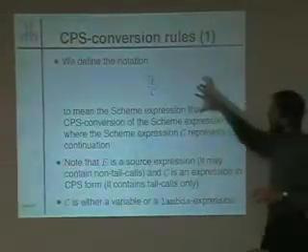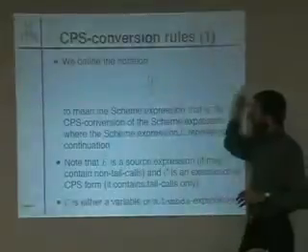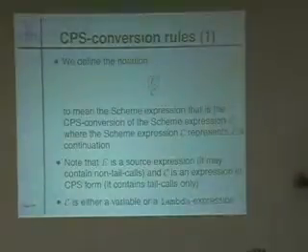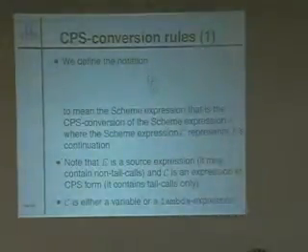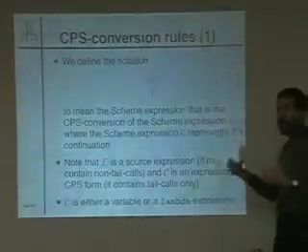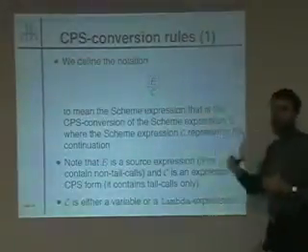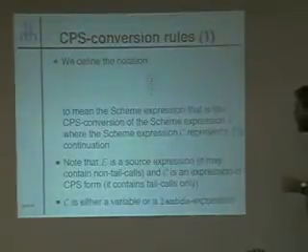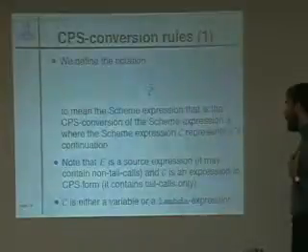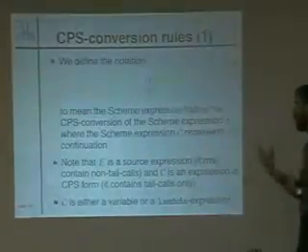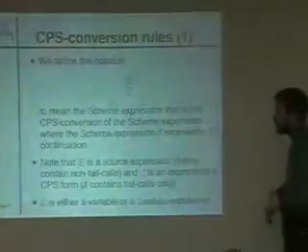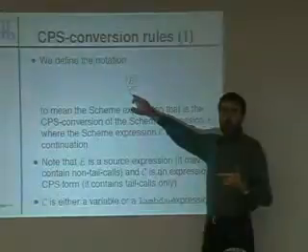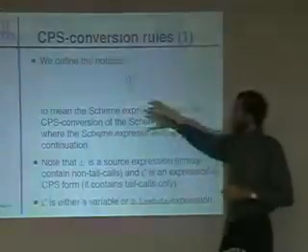So notice that in the rules that I will be giving, both E and C are expressions. Okay? So this is really a source-to-source transformation. There's no real evaluation of these expressions that occurs. It's really text in, text out. Moreover, notice that because of the way the rules are arranged, C will always be either a variable or a lambda expression. So there are certain constraints on the code here.